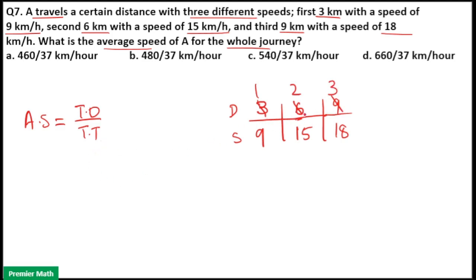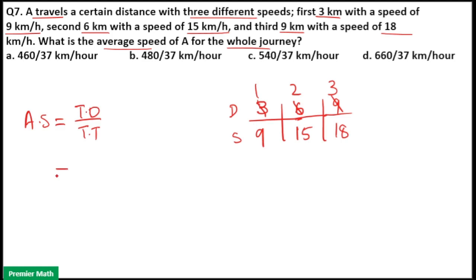To solve this problem faster, just cancel this. Just take the ratio of this distance. So this is 1:2:3. Here, don't cancel this. Don't take the ratio of speed because speed is not in the numerator. Speed is only in the denominator. So you cannot take this ratio of speed here.